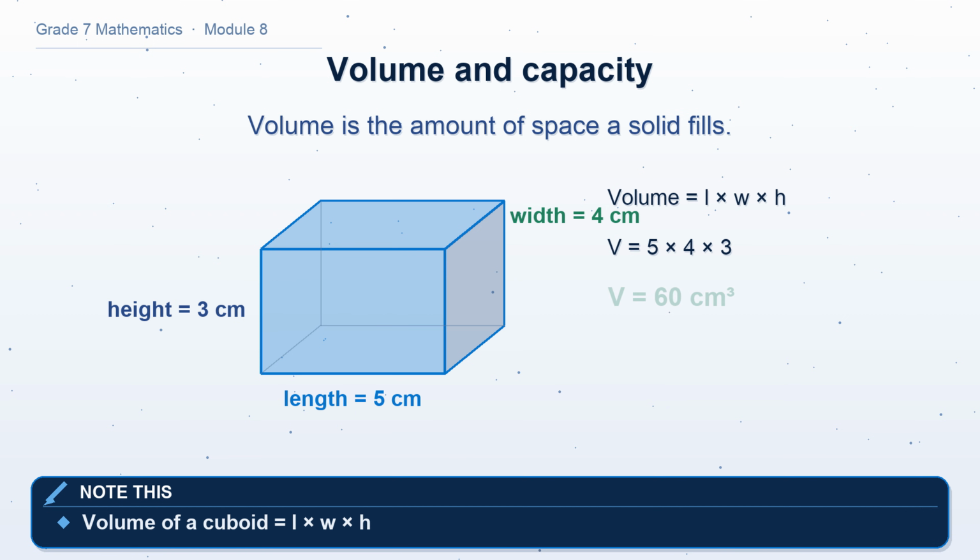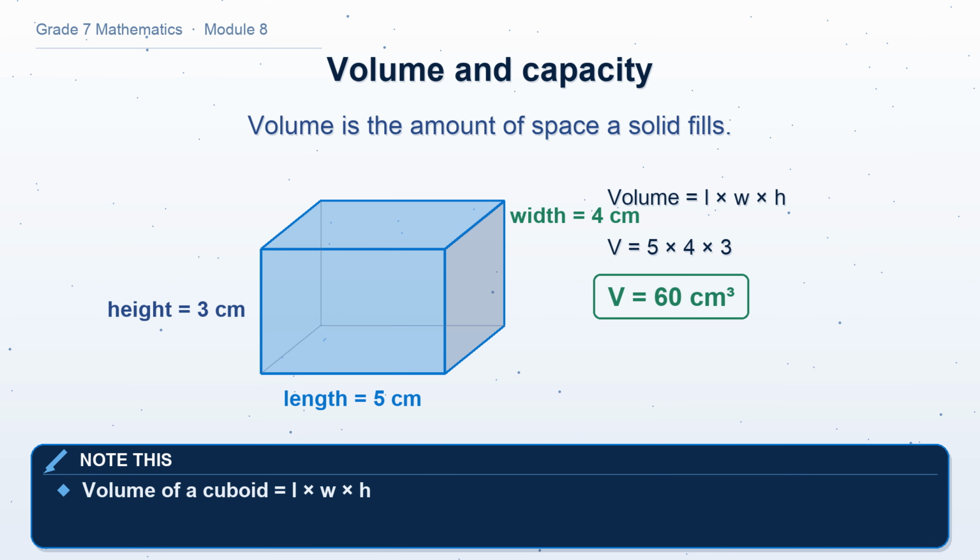Capacity is the partner idea, how much a container can hold. 1,000 cubic centimeters make exactly 1 liter, which links the space inside a container to the liquid it can carry.